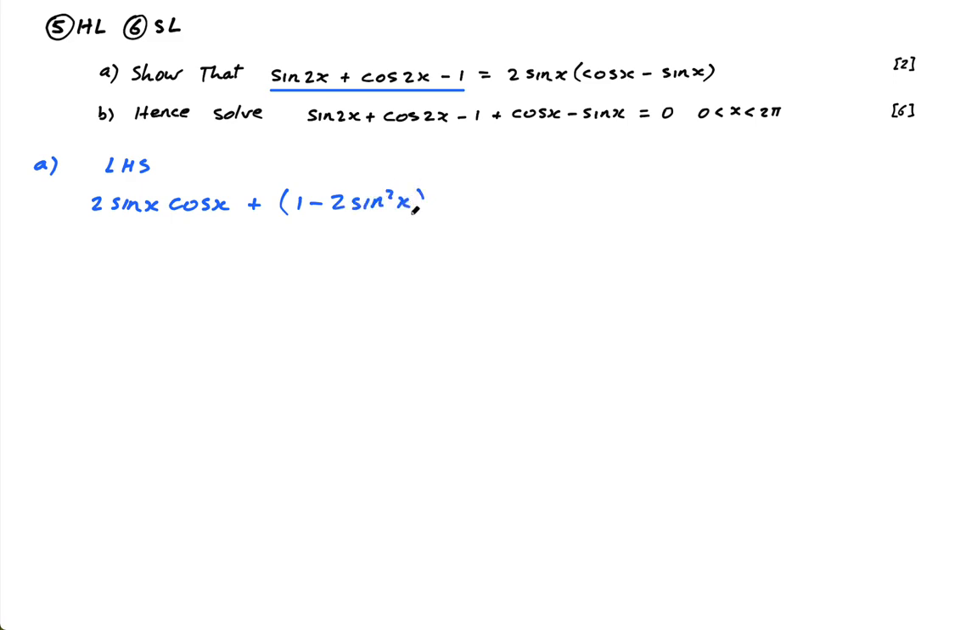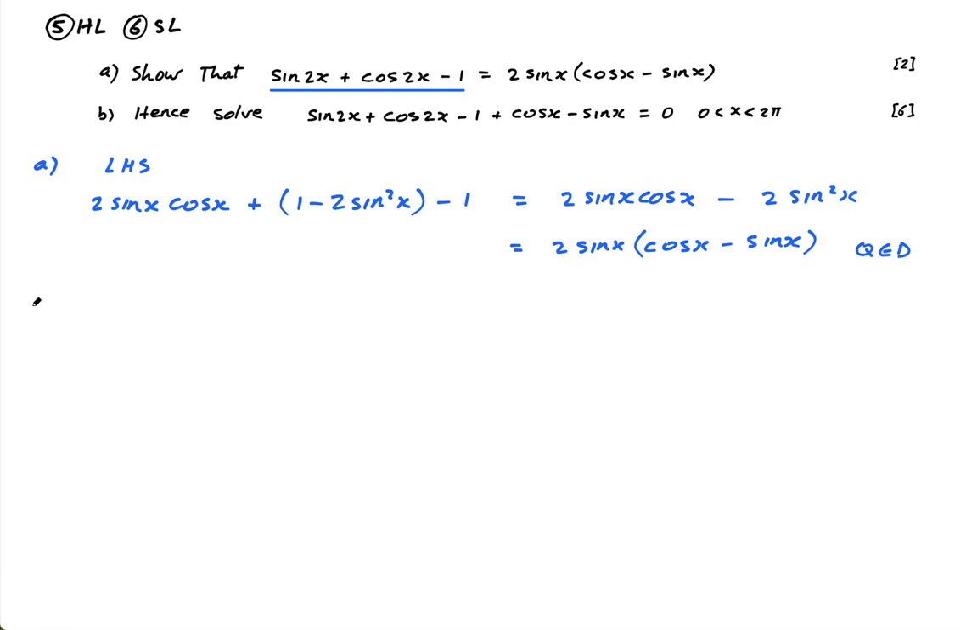I've chosen that one because we have a sine x here, and this sine x times sine x is going to give me my 2 sine squared x, and then minus 1. And this equals 2 sine x cos x minus, so the 1's cancel, 1 minus 1, so it's just minus 2 sine squared x. Now I can take out the 2 sine x, and I'm left with cos x minus sine x, QED, shown. Okay, that is part A, so that was fine.